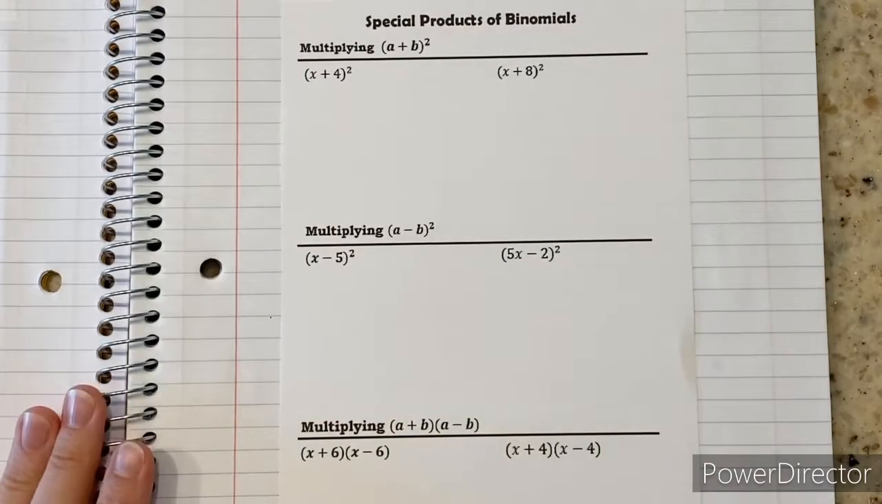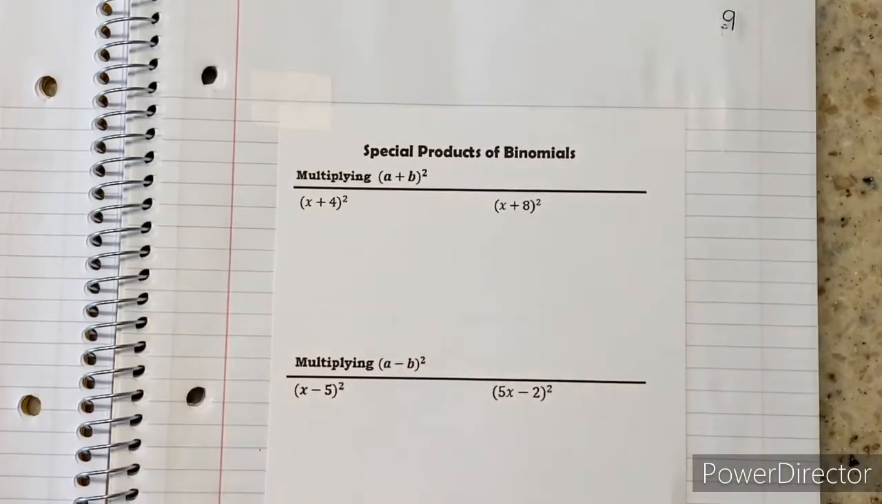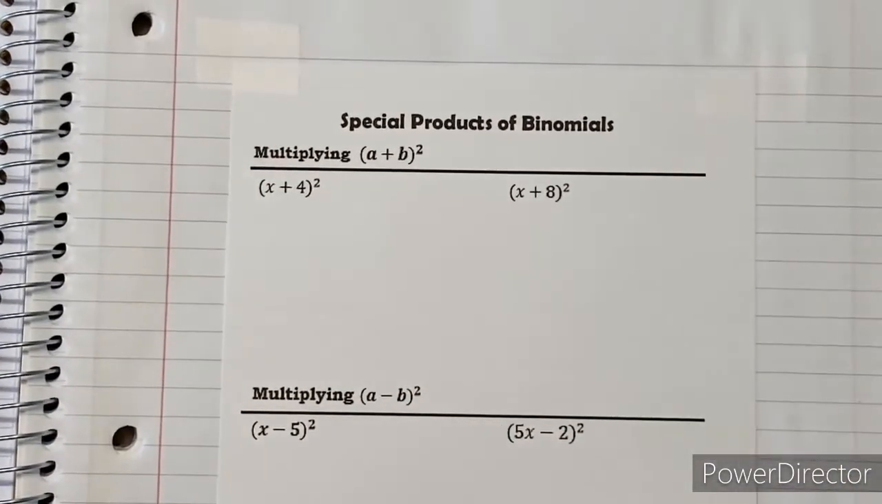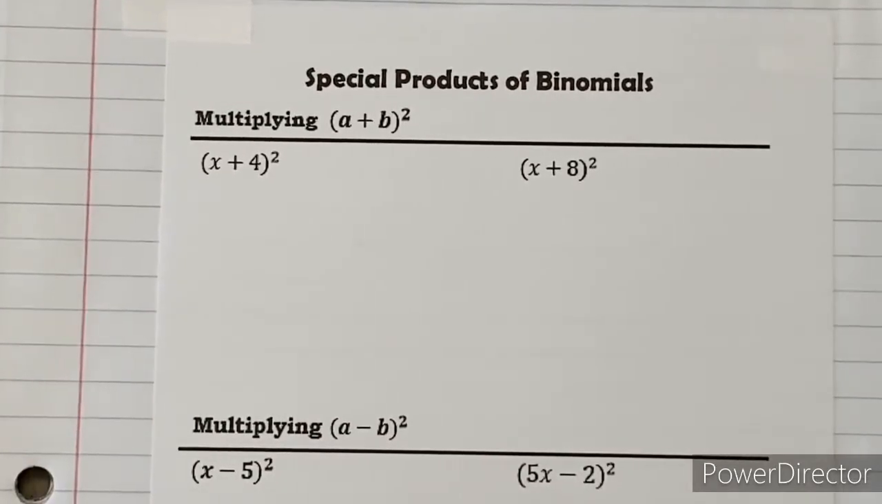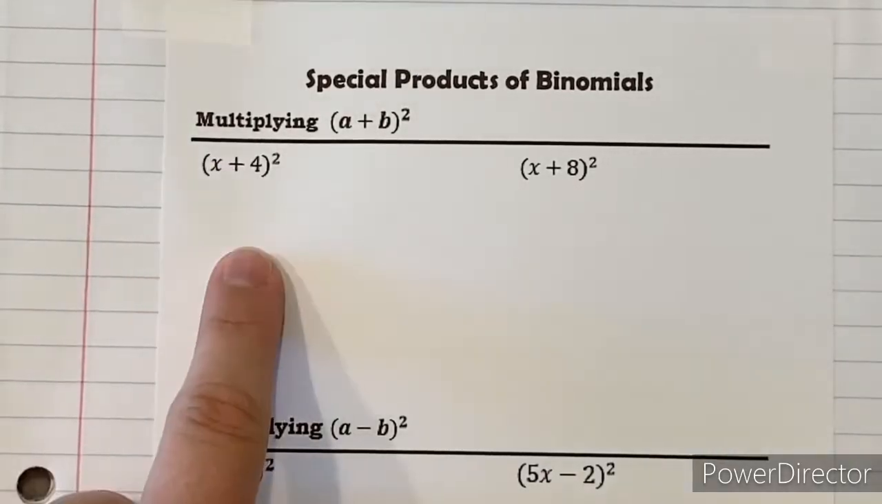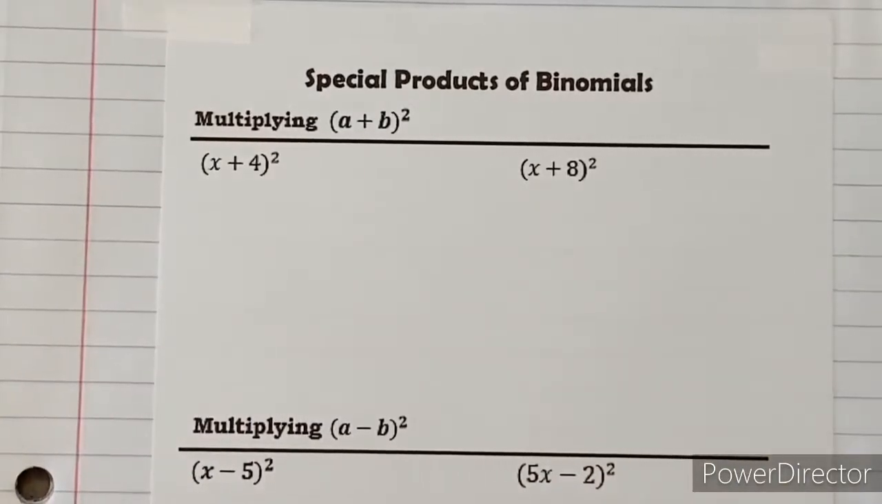The first one that I want to talk about is multiplying a plus b squared. Okay, so there's a couple things that we have to talk about. So remember, when we're multiplying, we learned the FOIL method and the box method from last time. I'm going to do the FOIL method on one, box method on the other, so that you can see both, just in case if you're still trying to pick which one you like best.